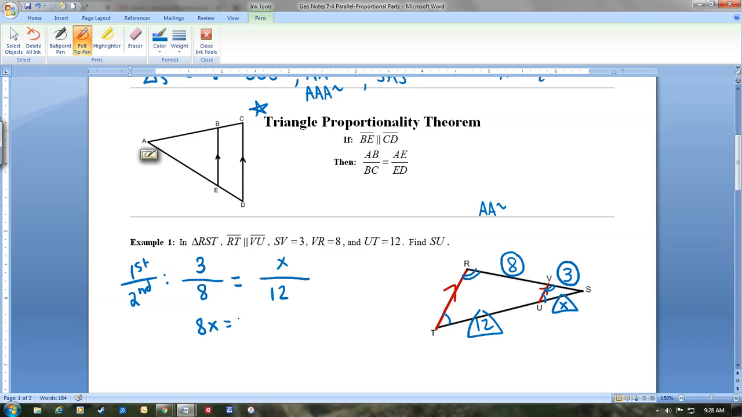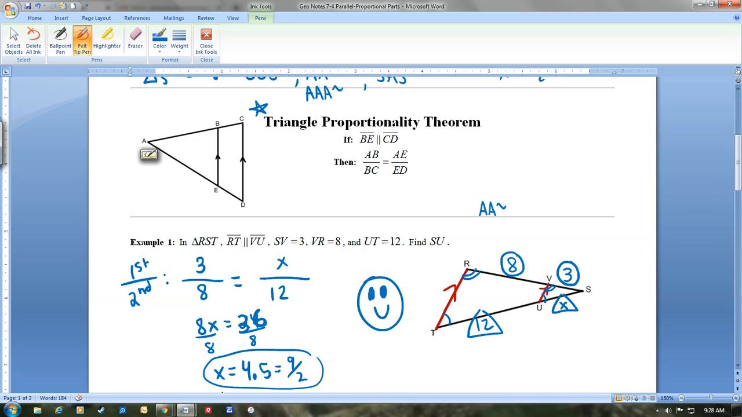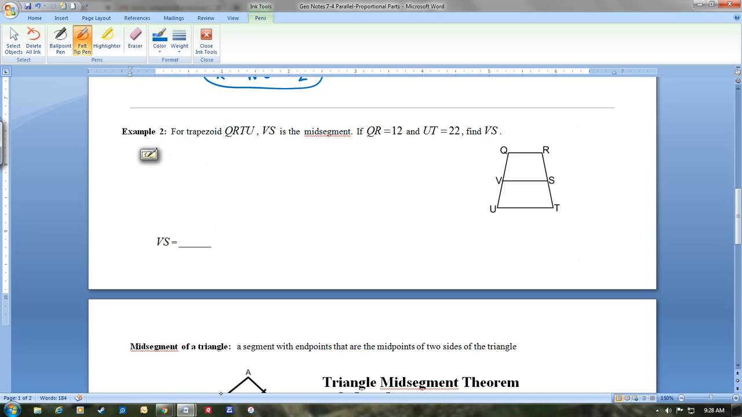Cross multiply, and we get our final answer. 3 times 12 is 36. Divide by 8, so we get 4.5 or 9/2. And that's our answer. We're done with that problem. You do not have to redraw the triangles when you're using the pieces parts theorem. This is what I call it, the pieces parts theorem.